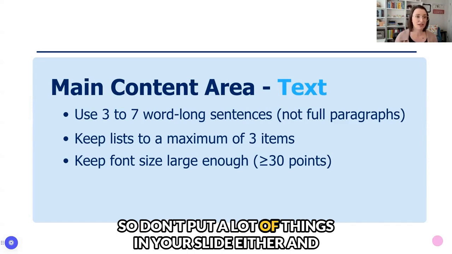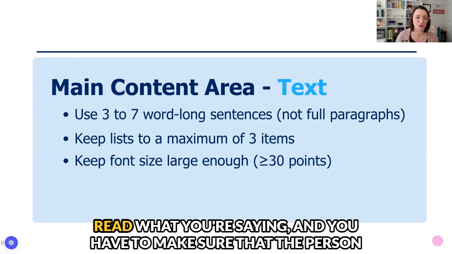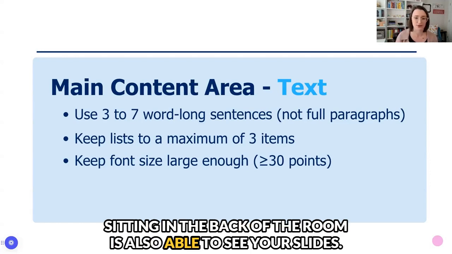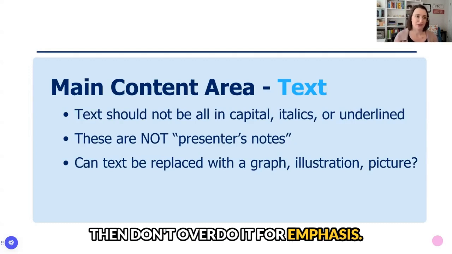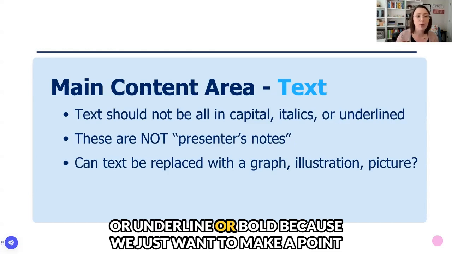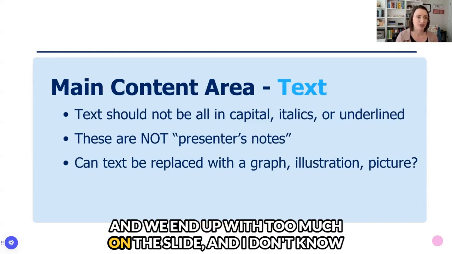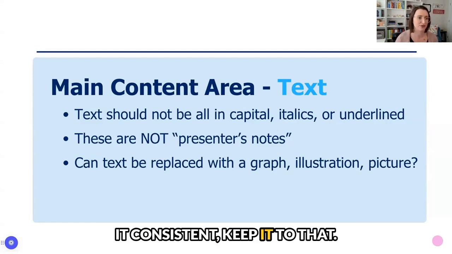So don't put a lot of things in your slide either, and make it visible, right? You don't want people to be squinting and not being able to read what you're saying. And you have to make sure that the person sitting in the back of the room is also able to see your slides. Then don't overdo it for emphasis. We all have the tendency to use capital letters and italics or underline or bold because we just want to make a point and we end up with too much on the slide and I don't know where to pay attention. So if you're going to choose a way of highlighting something, keep it consistent, keep it to that.